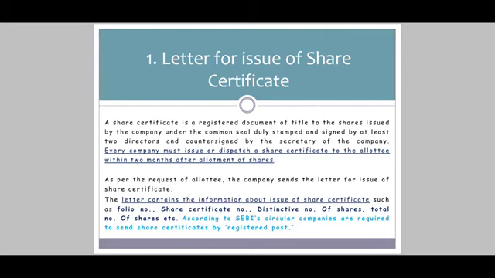Now, the most important part is here. See, letter will contain information about issue of share certificates. In that, what small details you are supposed to mention? Folio number, share certificate number, distinctive number of shares, how many shares a member is holding, total number of shares, etc. According to SEBI's circular, companies are required to send share certificates by registered post. See, this is very important. Company should deliver the letter to the allottee or to the member through registered post.